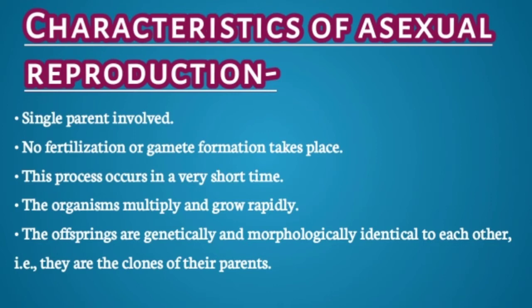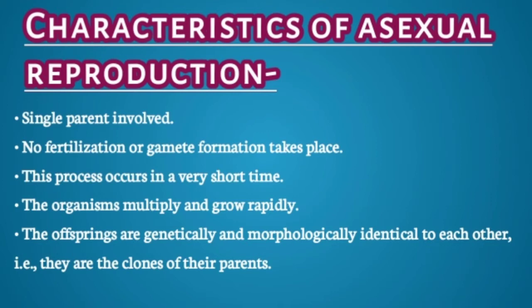Okay. Now let's look at the characteristics of asexual reproduction. Here a single parent is involved. That means what? Only one parent is involved. Second point, no fertilization or gamete formation takes place. There is no formation of gamete. So if there is no gamete, then how can there be fertilization? So no fertilization takes place.